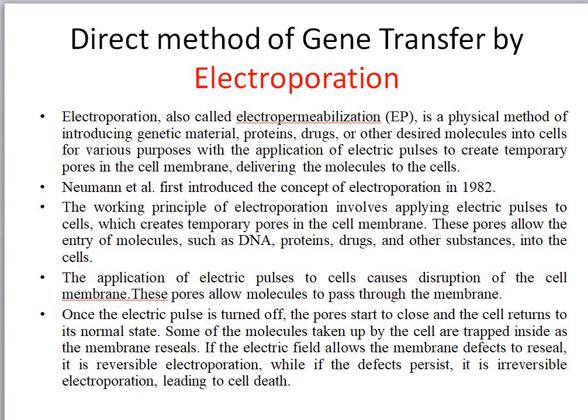Once the electric pulse is turned off, the pores start to close and the cell returns to its normal state. Now, some of the molecules taken up by the cell are trapped inside as the membrane recedes. If the electric field allows the membrane defects to reseal, it is reversible electroporation, while if the defect persists, it is irreversible electroporation, leading to cell death.